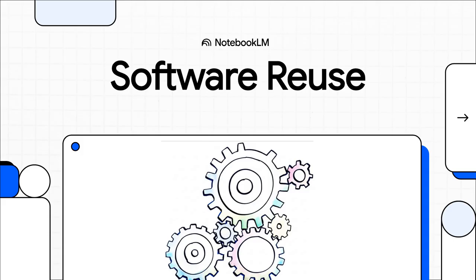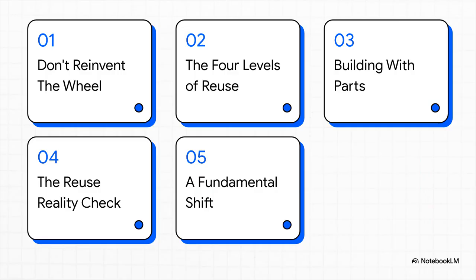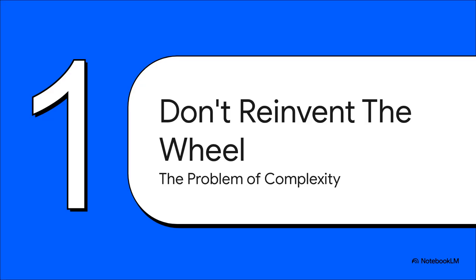Today, we're diving into a core concept that powers so much of the software we use every single day: software reuse. So here's our game plan. We'll kick things off by talking about why we even need this in the first place. Then, we'll explore the 4 different levels of reuse, see how it actually works in the real world, do a little reality check on the pros and cons, and finally, talk about why this is such a fundamental shift in how we think about engineering. Okay, let's just dive right in.